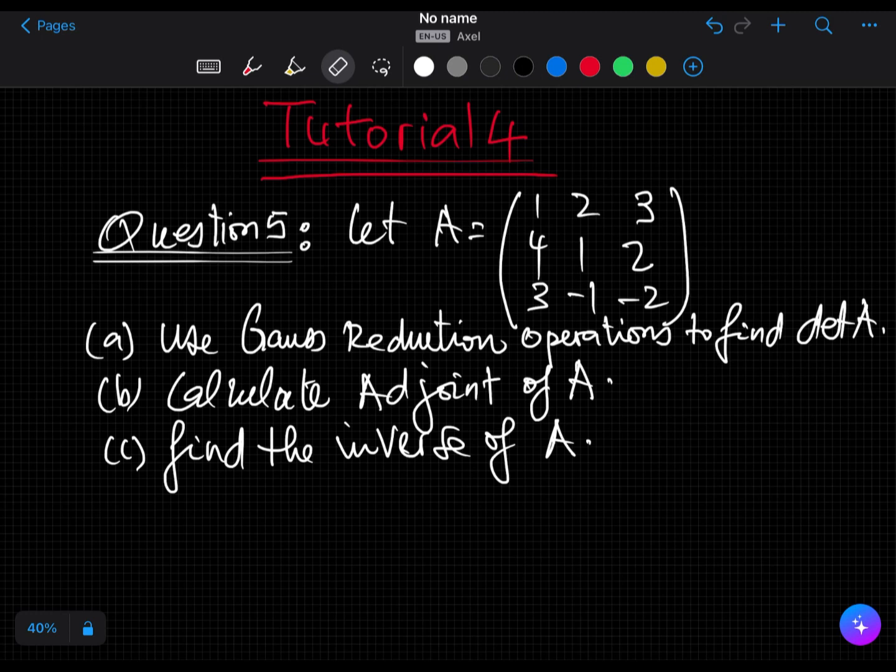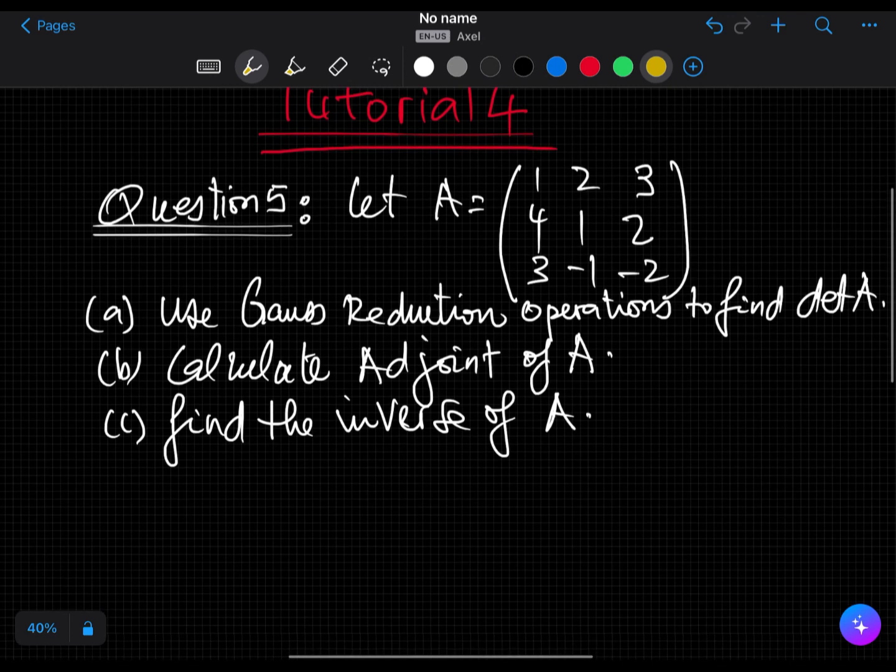Hello students, welcome to this video on tutorial 4 where together we will solve question 5 and question 8 of the tutorial. Now, in question 5 you are asked to use the Gauss reduction operation to find the determinant of A, calculate the adjoint of A, and find the inverse of A.